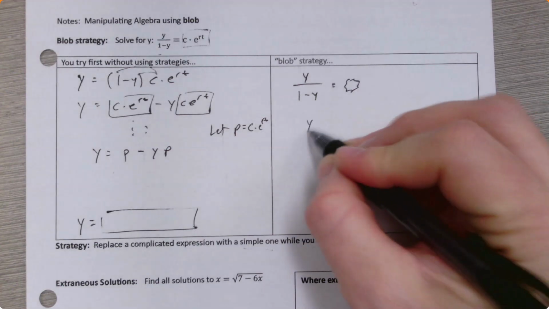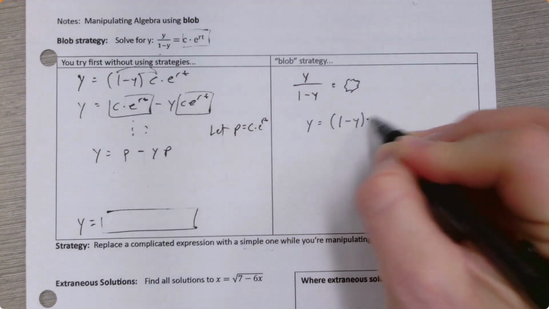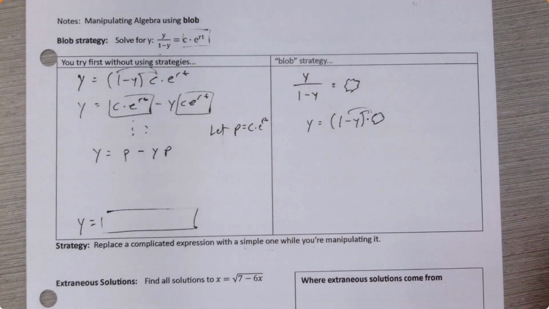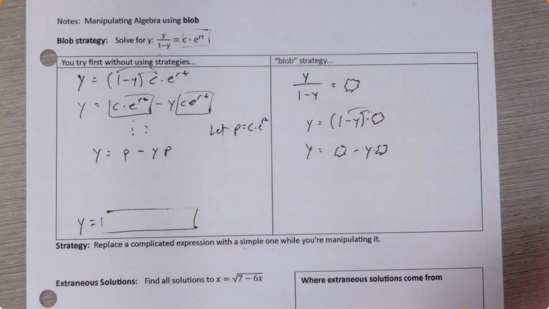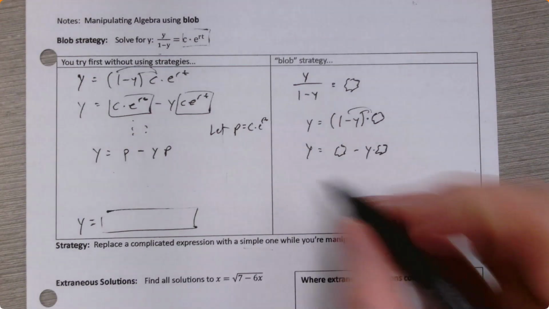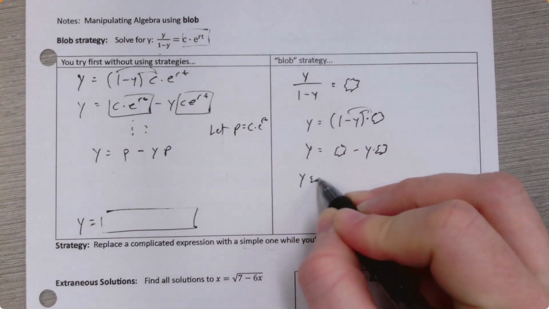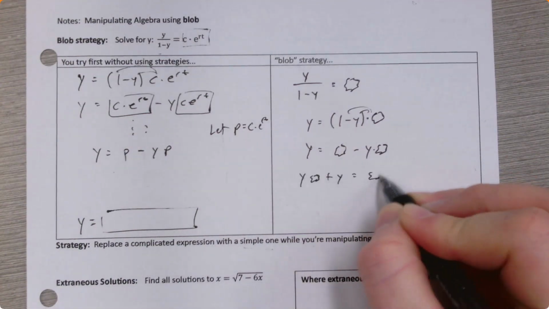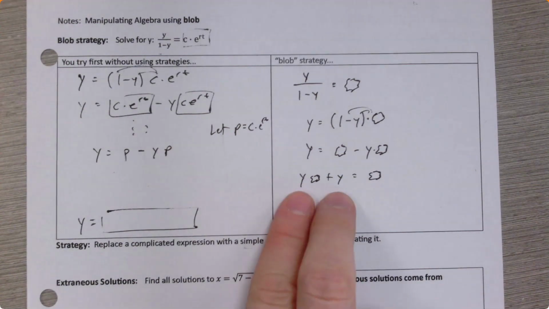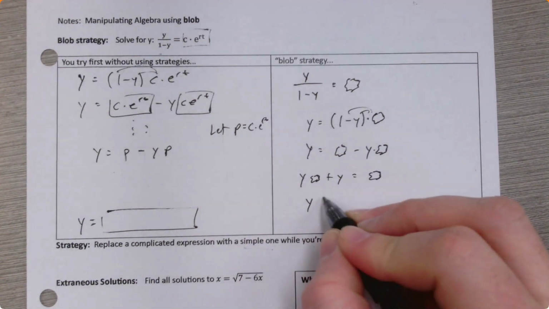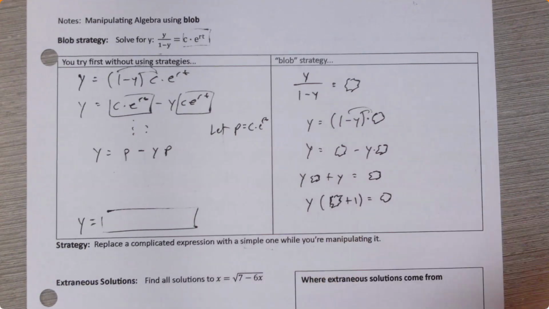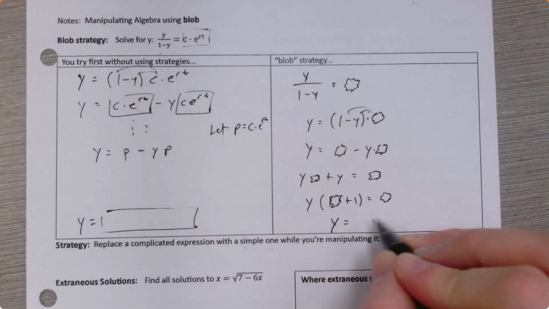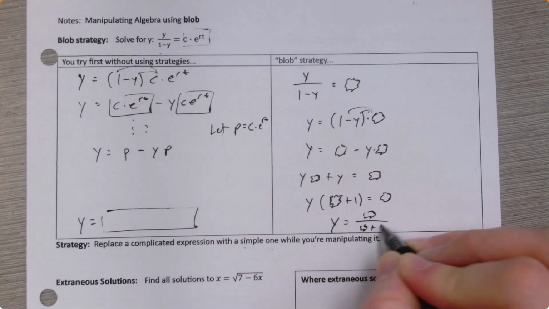Okay, so let's solve it. y equals 1 minus y times blob. I will multiply in blob, so I've got blob minus y blob. In order to isolate y, I need to get all the y things on one side. So let's add y blob. And I see that there's y in both terms. So I've got y times, blob plus 1, equals blob. And so now you've got y equals blob over blob plus 1.